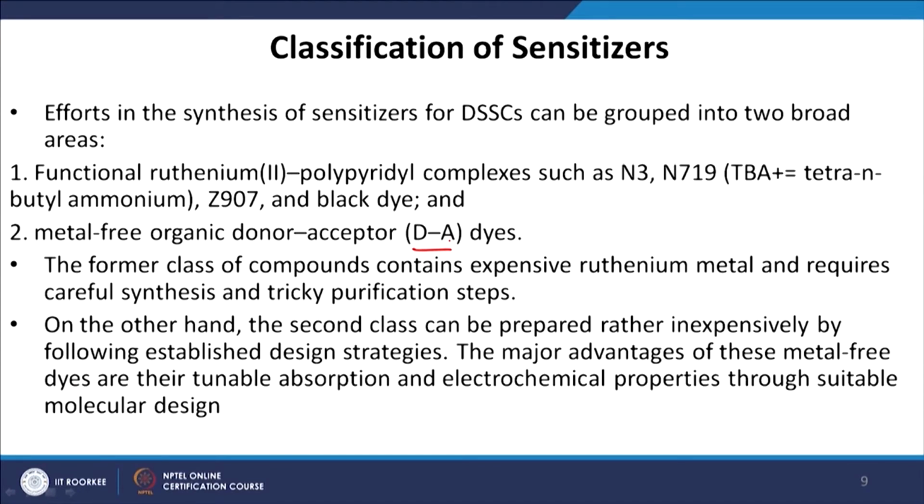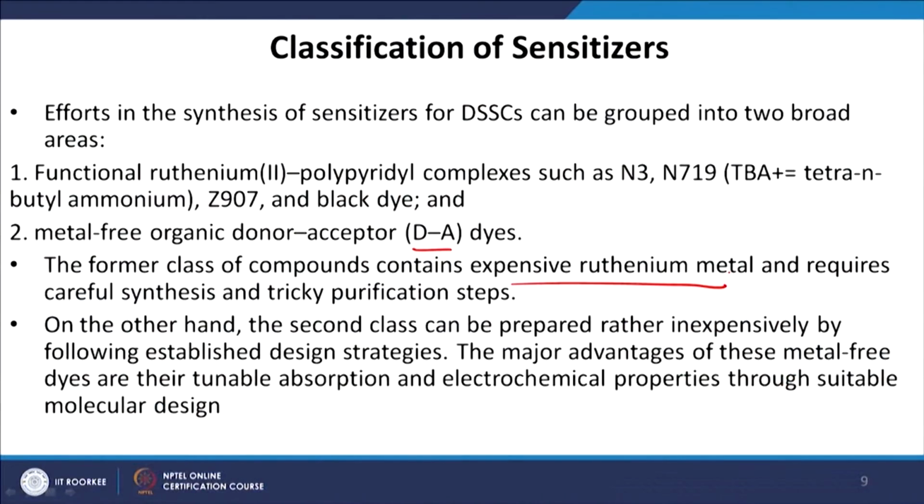The former class of compounds, the ruthenium based compounds, contain expensive ruthenium metal and require careful synthesis and a very tricky purification process. Ruthenium is very expensive, which makes this dye very costly. At the same time, fabrication of these dyes is very cumbersome and involves a lot of cost and purification steps. On the other hand, the second class, the metal free organic donor acceptor based dyes, are prepared in a rather inexpensive way by following established design strategies. The major advantage of these metal free dyes is their tunable absorption and electrochemical properties through suitable molecular design.